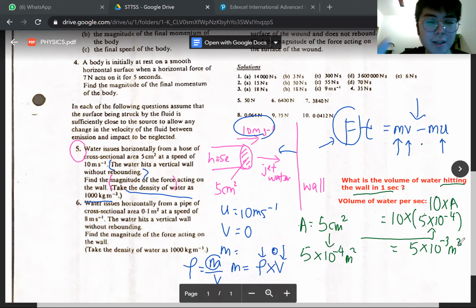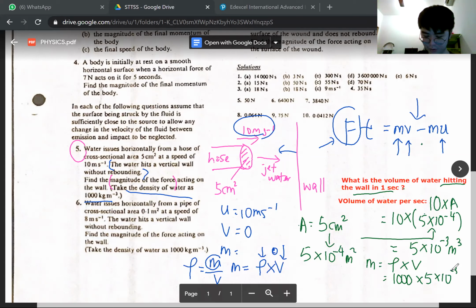So if you want to calculate the mass of the water hitting the wall, then you use the density equation. Mass equals density times the volume. So density is 1000 times 5 times 10^-3. That's how you calculate the mass of water hitting the wall in 1 second. So this one you get 5 kg. So now you know the mass is 5 kg.